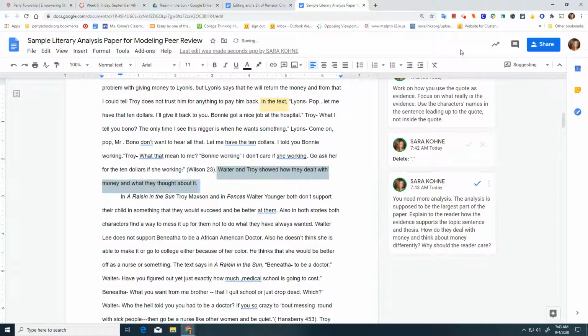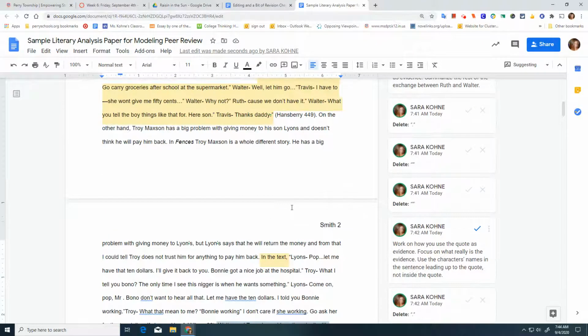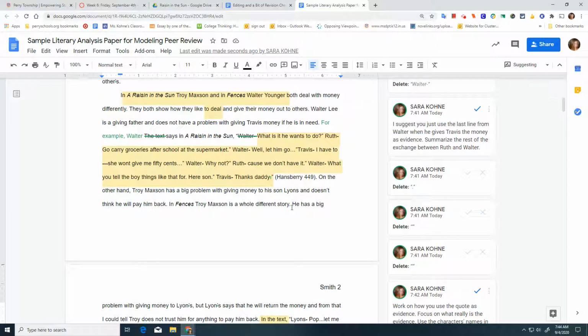So again, I would tell this writer to work on how they're setting up the quotes. I would tell them to really zoom in on the important evidence. There's too much evidence, too much quoting. I would tell them they need more analysis. Their use of apostrophes is atrocious. They're not punctuating the citation, the end of a sentence with a citation, correctly.